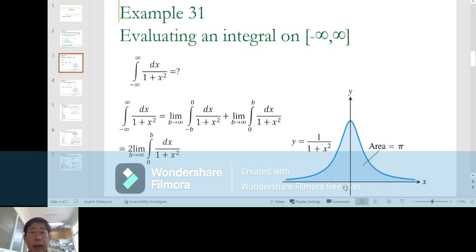In this video, we are going to discuss example 31 to integrate a function in the form shown on the screen. The integrand is in the form of 1 over 1 plus x squared, and the limit is from minus infinity to positive infinity. In comparison to the previous example, here we have two limits going to infinity instead of just one. However, the idea to perform the improper integral is the same as the previous example.